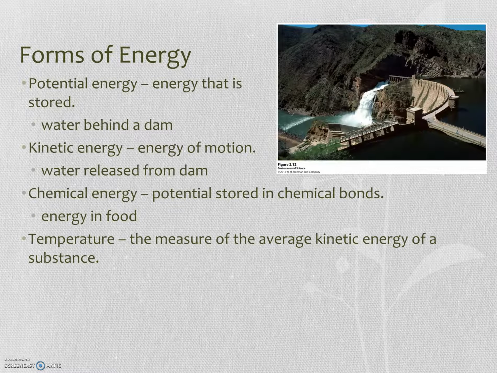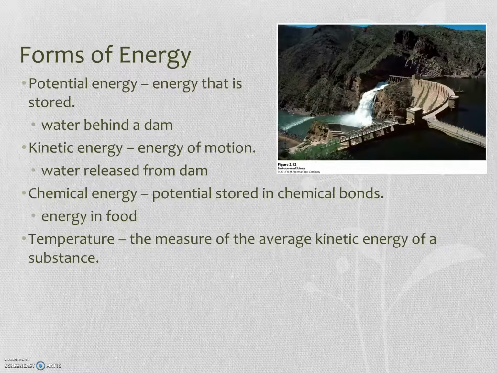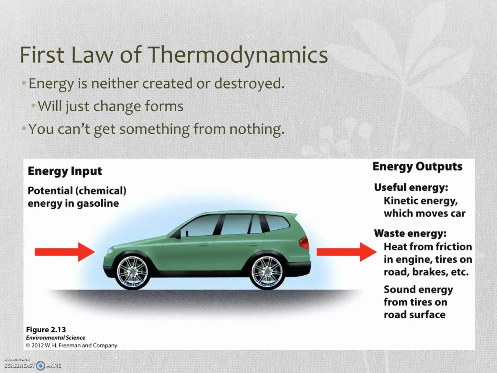Forms of energy: we have potential energy, which is energy that is stored, like water behind a dam. Kinetic energy is the energy of motion, like water released from a dam. Chemical energy is the potential stored in chemical bonds, like the energy in food. And temperature is the measure of average kinetic energy of a substance.